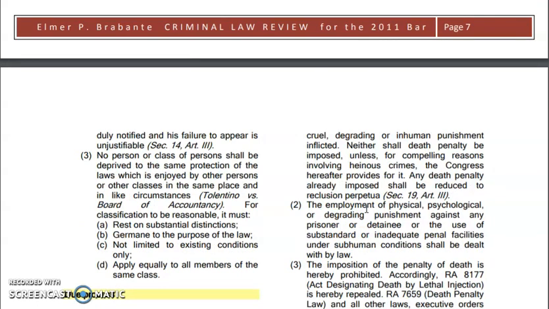For the legislature to do a valid classification or to make it a reasonable classification, it must rest on substantial distinctions. No? It must also be germane to the purpose of the law, and it must not be limited to existing conditions only. It must apply equally to all members of the same class. No?